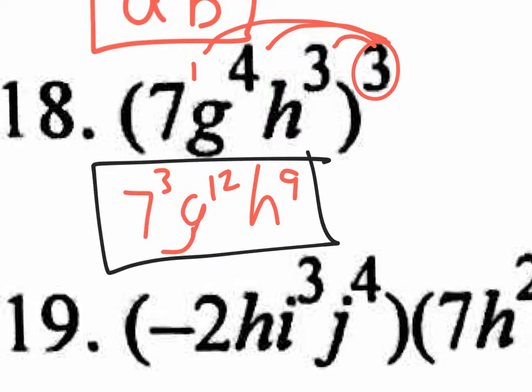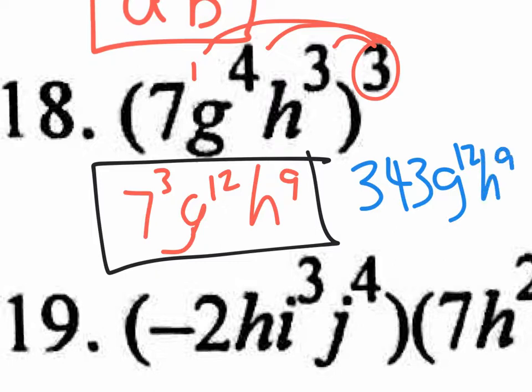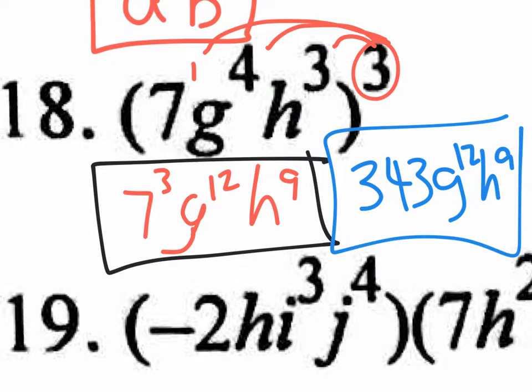And if that answer is not on your multiple choice, then maybe they wrote it as 7 times 7 times 7, which is on a calculator 343. So you might have 343 g to the 12th, h to the 9th as your answer. I don't know. We have calculators. You could use the calculators. Let's move on to number 19.